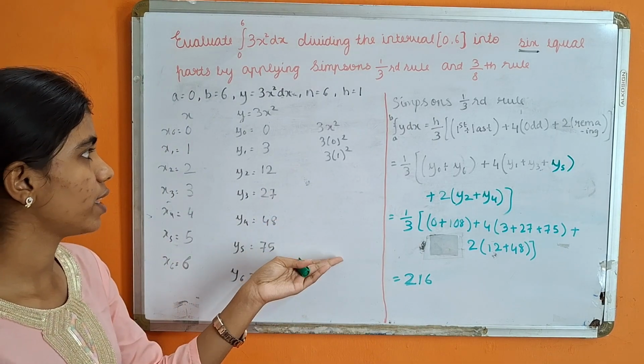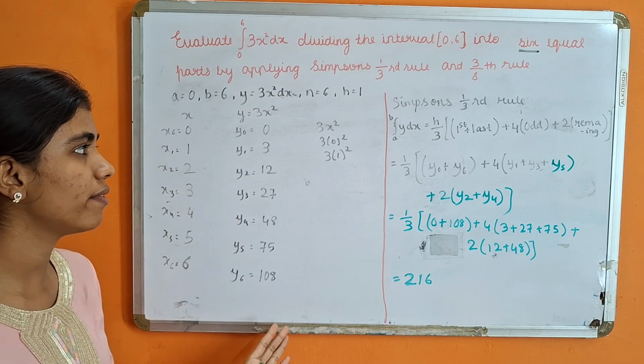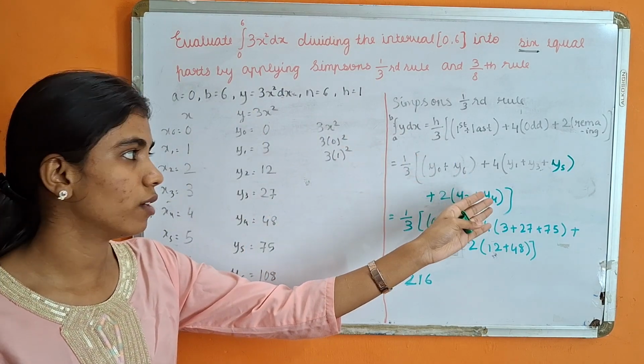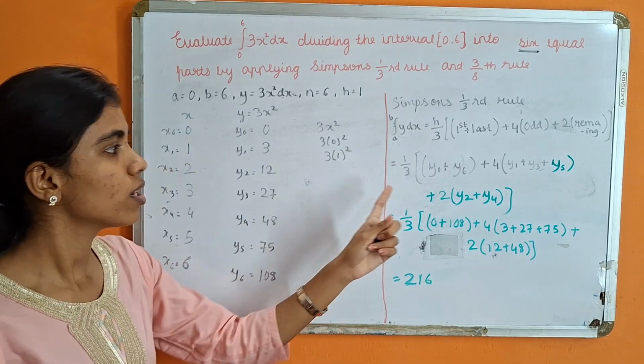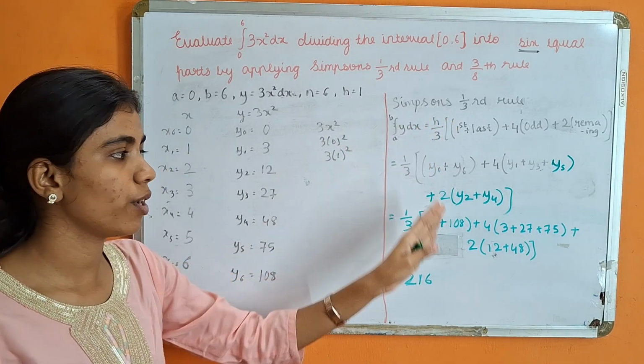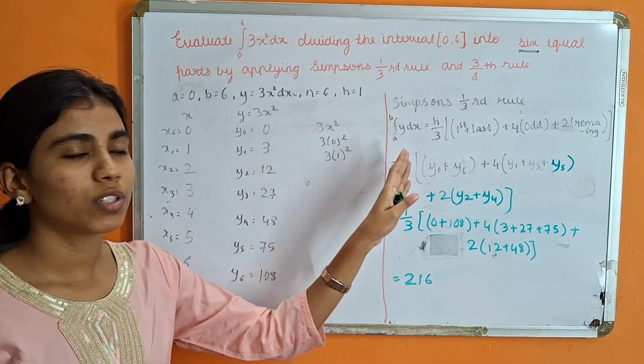What you have to do, first find the h value, then make this table, find your y values. Then I have told how to write the formula. If you remember this 110%, you will not get confused. Then write the values according to the formula and substitute it into your calculator, you get your final answer. So this is Simpson's 1/3 rule.